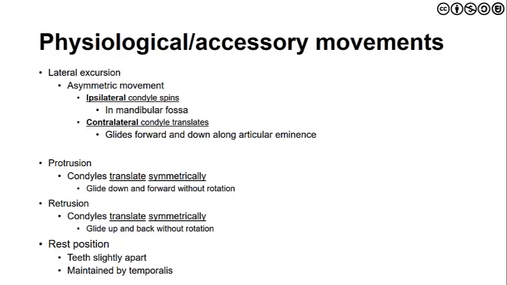Again, with protrusion, they should translate symmetrically. This is not ipsilateral versus contralateral. They work together. Okay, and then with retrusion, it's just the opposite. We've talked about that. And then really the last position here is the resting position. What's the resting position of the TMJ? It's with the teeth slightly apart, and that's really maintained then by the temporalis muscle.